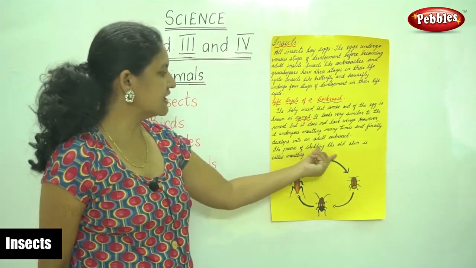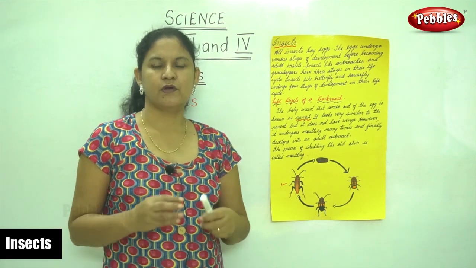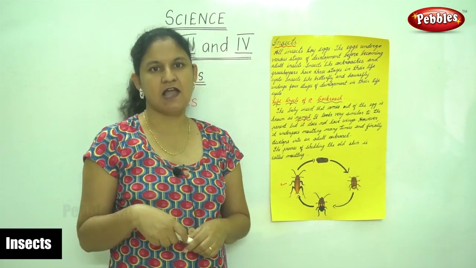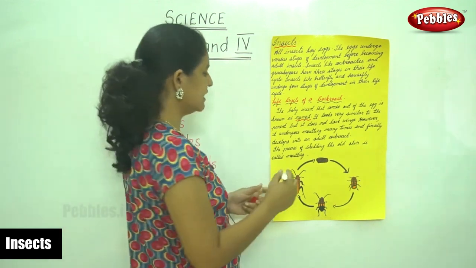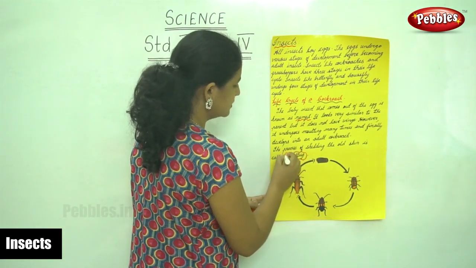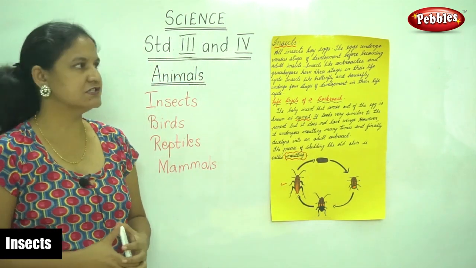The process of shedding the old skin is called molting. So when an insect grows to become an adult, it sheds its skin, and this process of shedding the old skin is known as molting.